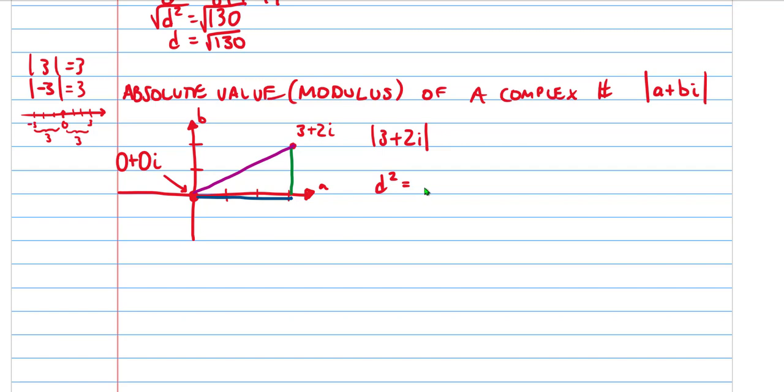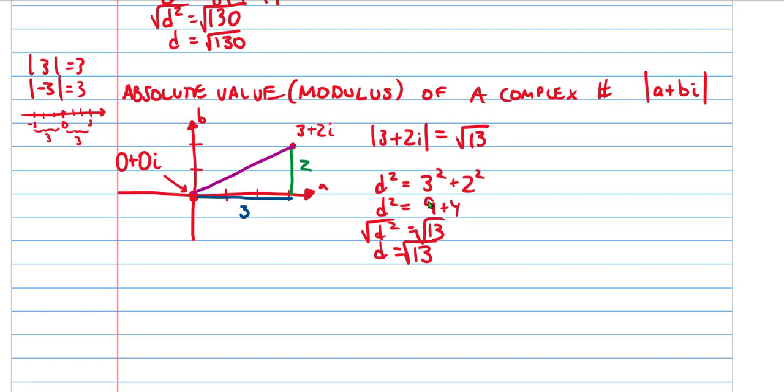D squared equals, this horizontal distance here is going to be 3 units. The vertical distance is going to be 2 units. So d squared equals 3 squared plus 2 squared, and d squared equals 9 plus 4. D squared equals 13. Root, and I get that d equals root 13. So the absolute value of 3 plus 2i, which is simply defined as the distance between 3 plus 2i and the origin, would be root 13.